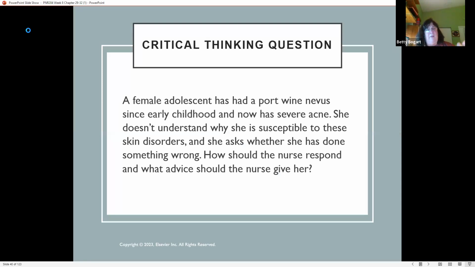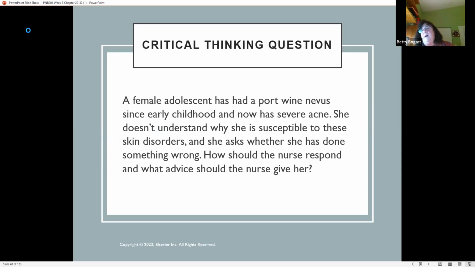So here we are with another one. Let's see if it's going to go back to the beginning again. A female adolescent has a port wine nevus since early childhood and now has severe acne. She doesn't understand why she's susceptible to these skin disorders and asks whether she has done something wrong. How should the nurse respond and what advice should she give her?